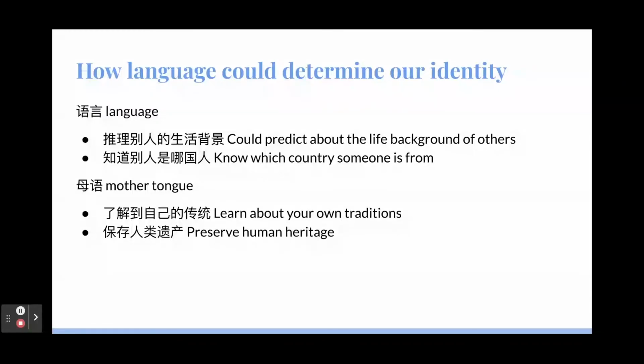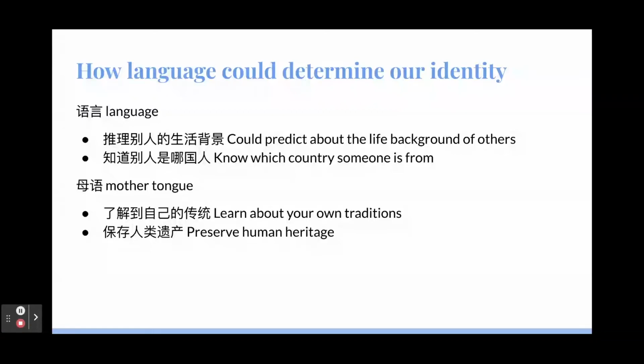And in this unit, you would also learn about how mother tongue, learning our own language, like home language, is important to our identity. So basically, you'll be learning about how 母语 is important in our lives. The first point I thought about learning mother tongue is that from learning mother tongue, we could learn about our own traditions and culture. So you could say this in Chinese by 从母语我们可以了解到自己的传统, which means from learning our mother tongue language, we could learn about our own traditions.